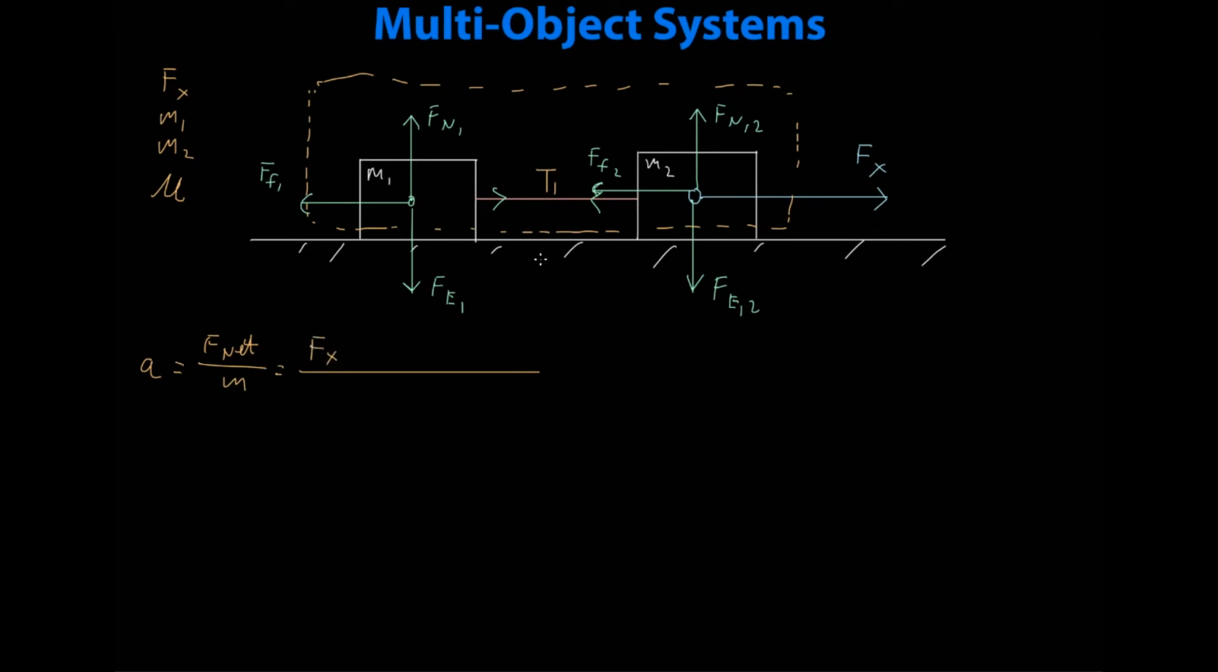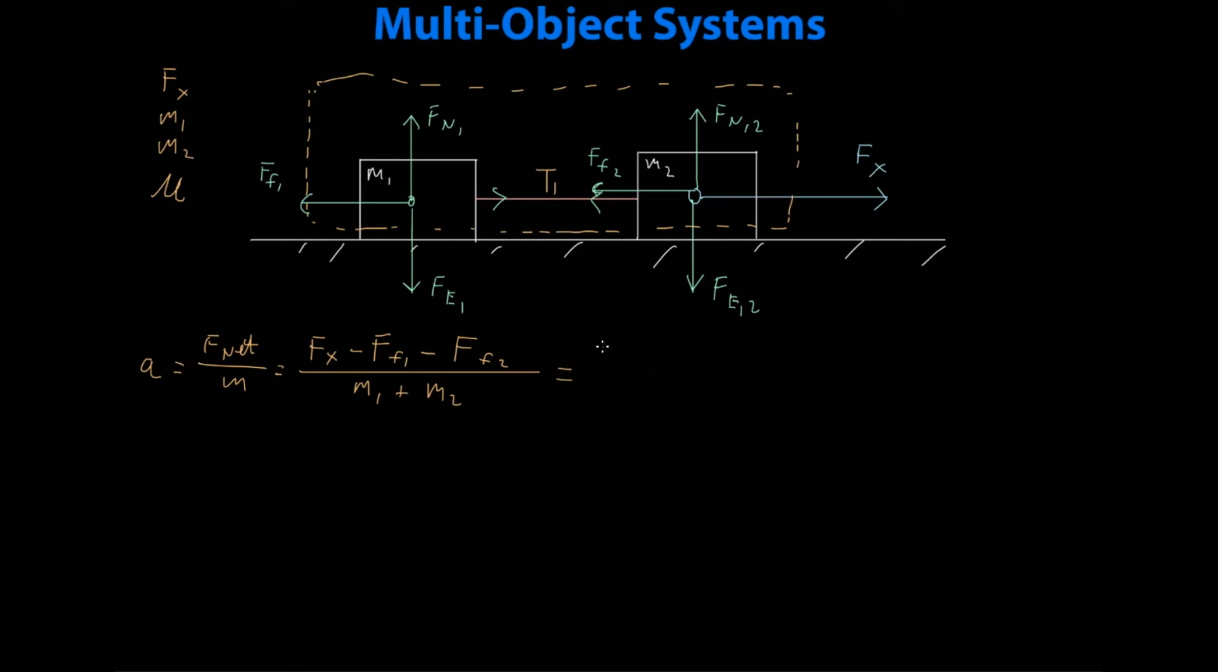Now, I'm not even going to include tension this time because I know they cancel. This side and this side cancel out. However, I have two frictional forces, minus force friction 1 minus force friction 2, because they're both to the left, over mass 1 plus mass 2.